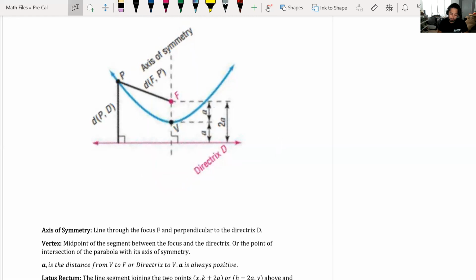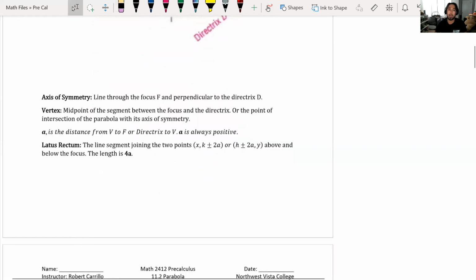Okay, so just like I said below, the axis of symmetry is a line that cuts through the focus and is perpendicular to the directrix. The vertex is the midpoint of the segment between the focus and directrix, or the point of intersection of the parabola with the axis of symmetry. A, which is very important to us, is the distance from vertex to focus, or directrix to vertex. The distance, a, is always positive.